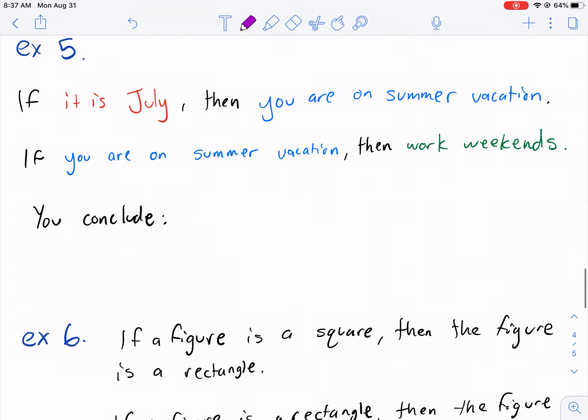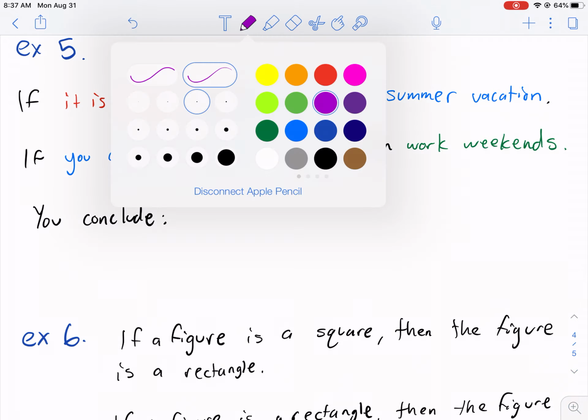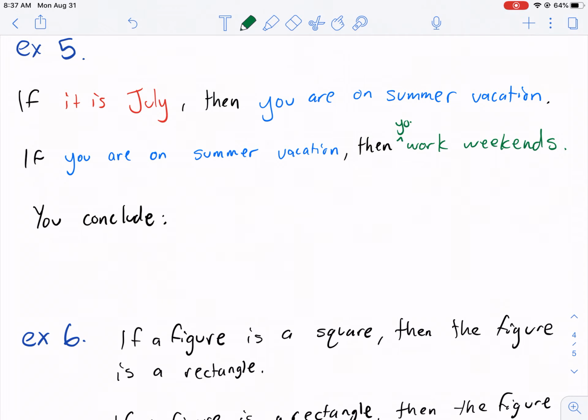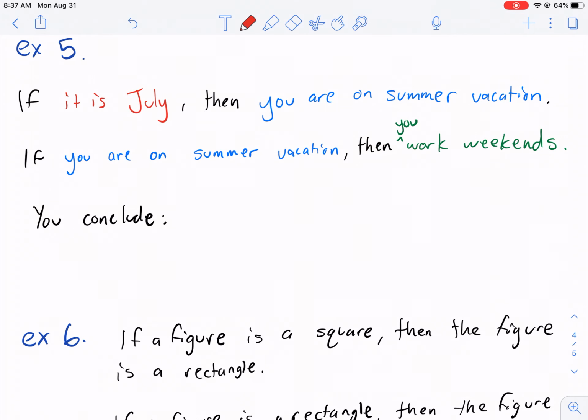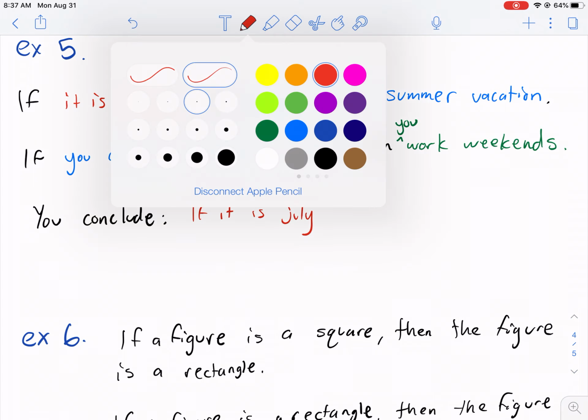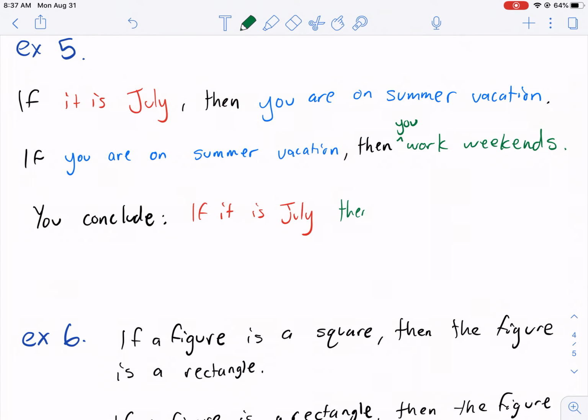If it is July, then you are on summer vacation. If you're on summer vacation, then, how about this? You work weekends. You conclude what? What do you conclude? If it is July, then you work weekends. This is essentially just a logical flow. If certain things happen, there's like a domino effect. Other things have to take place.